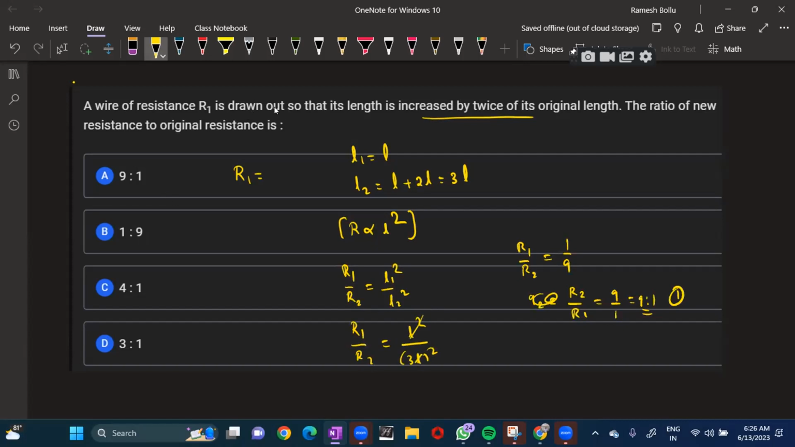Sir, can you explain the question one more time, sir? Who is this? Abhishek, sir. A wire of resistance R1 is drawn out. Drawn out means stretched out. Resistance formula is rho into L by area. Volume remains the same, so resistance is rho L square by volume. Resistance is proportional to L square. So R1 by R2 equals L1 square by L2 square. Initial length is L, final length increased by 2L, so the new length is L plus 2L, 3L. Substitute here and you will get the answer.